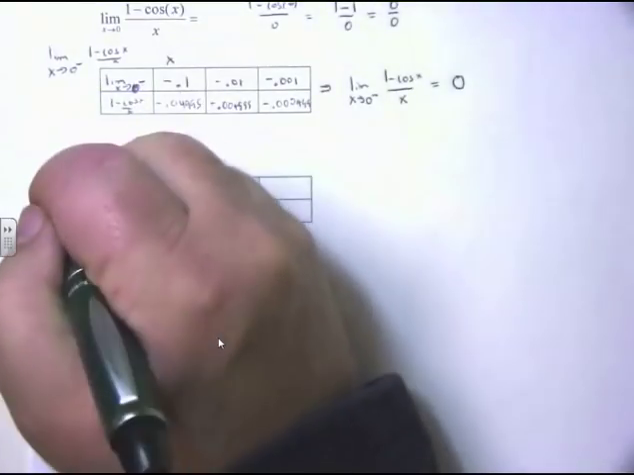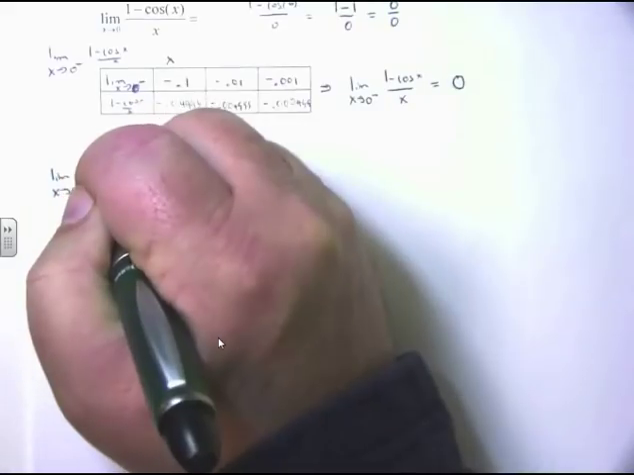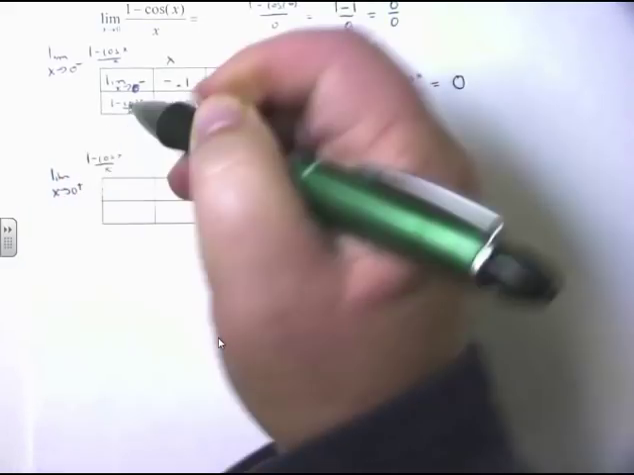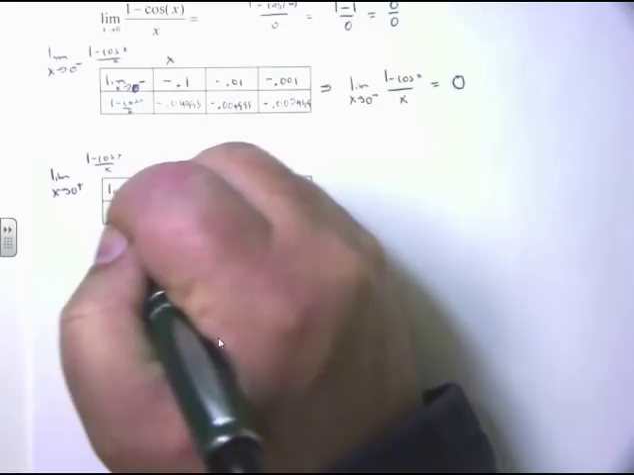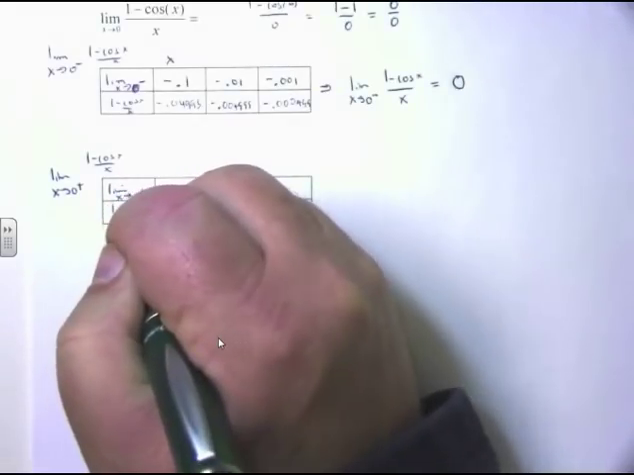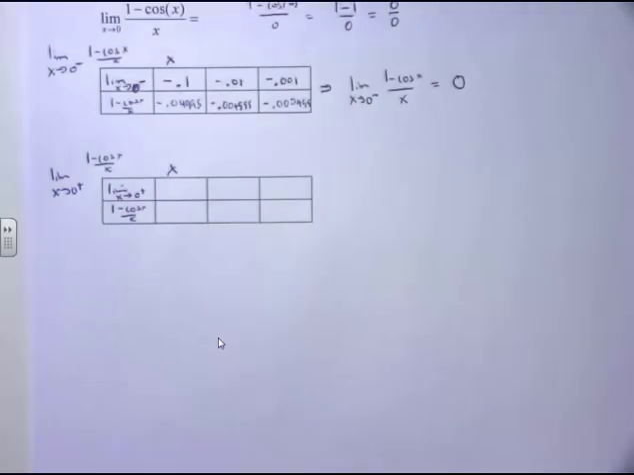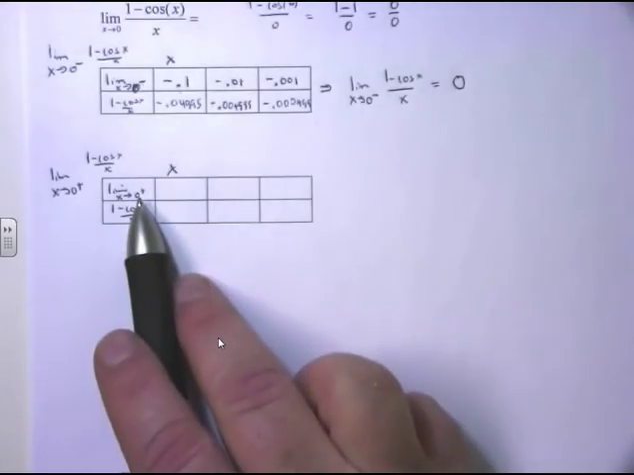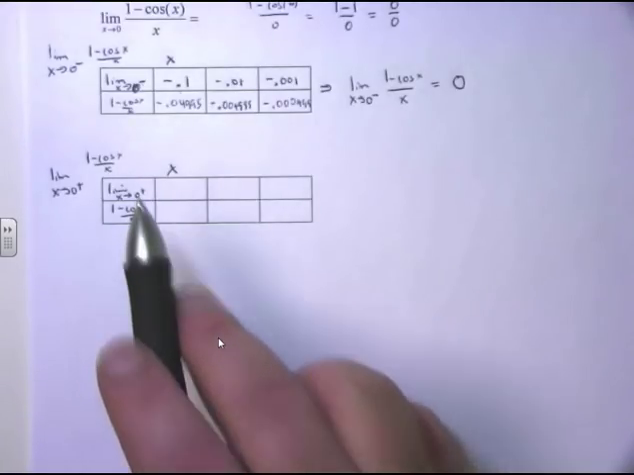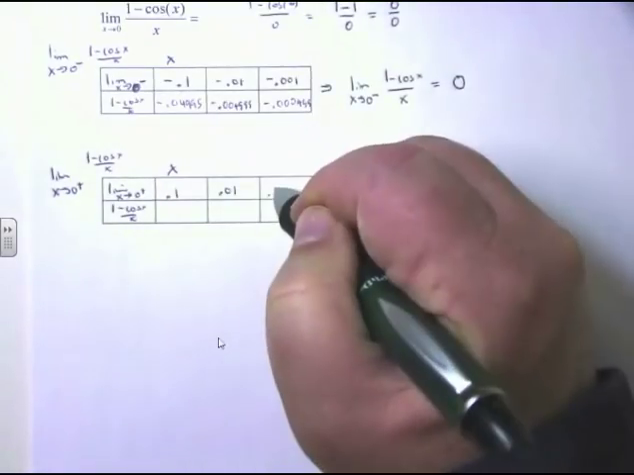Now we're going to do the limit as x approaches 0 from the right of 1 minus the cosine of x over x. So I'm going to take the limit as x approaches 0 from the right. My function is 1 minus the cosine of x over x. So these will be my x values here. I want to get numbers very close to 0, but this time from the positive side or the right side. So I'm going to plug in positive 0.1, positive 0.01, and positive 0.001 in for x.